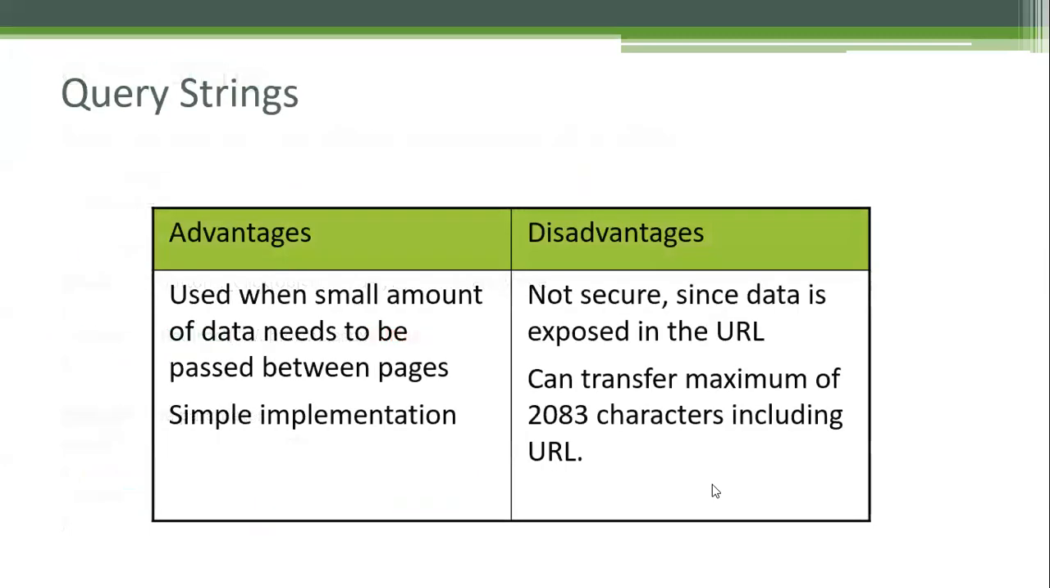Advantages: it is used when a small amount of data needs to be passed between pages, and it is a simple implementation, since we can pass the data in the address bar. Disadvantages: it is not secure because everything is exposed in the address bar of the URL, and it can only transfer a maximum of 2083 characters, including the URL address.